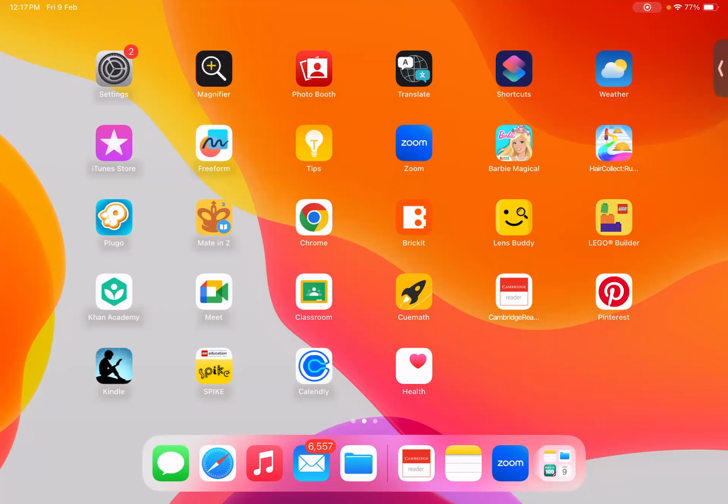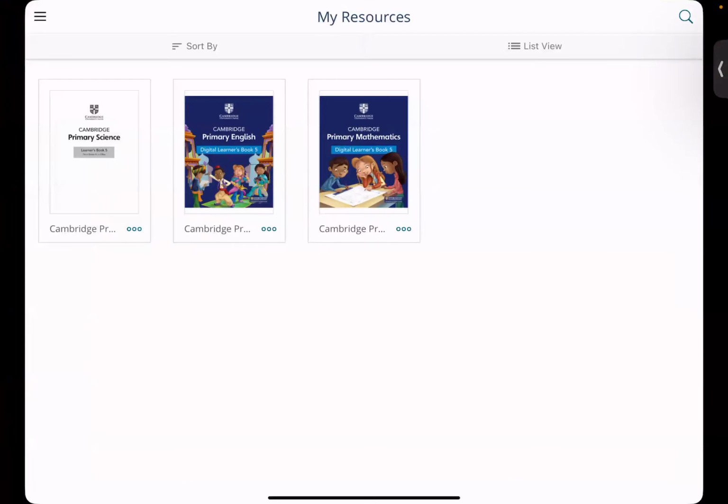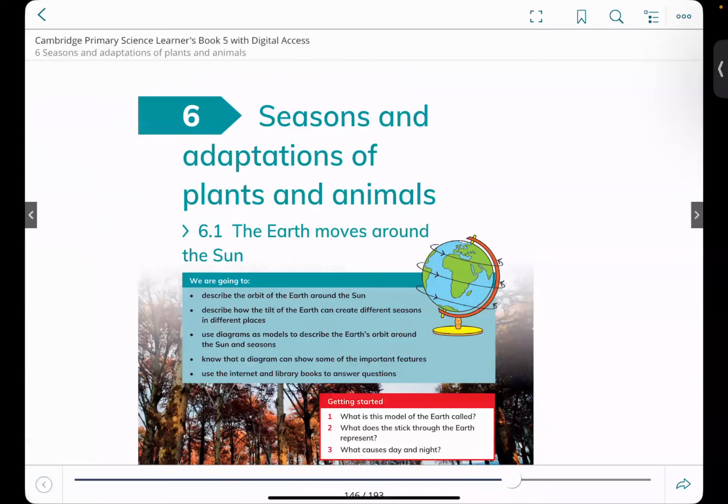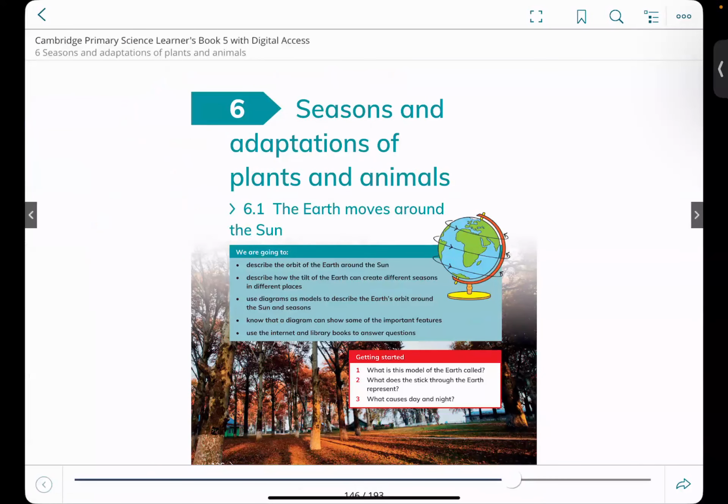So here is the Cambridge Reader app, and here I have downloaded all the ebooks. This one is Cambridge Primary Science Learner's Book 5. The topic that I'm going to take today is seasons and adaptations of plants and animals. Firstly, I'm going to show you how I learn, considering if I am a student. I'm going to firstly go through it.